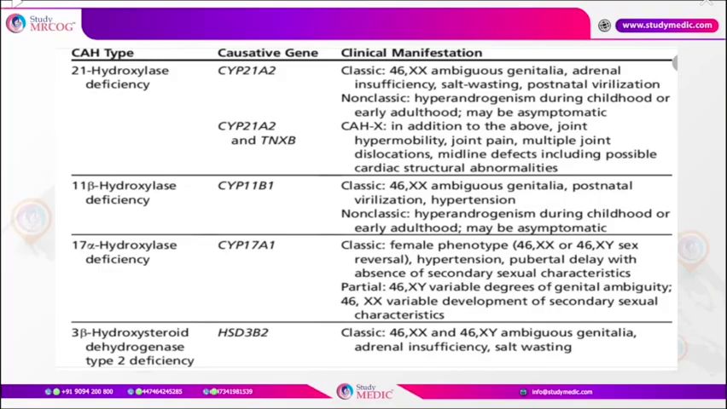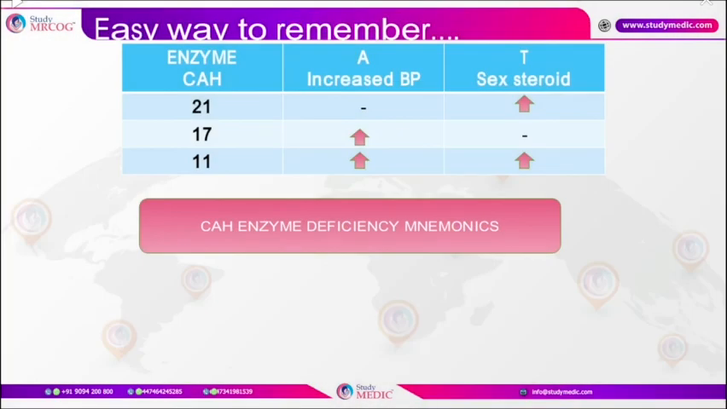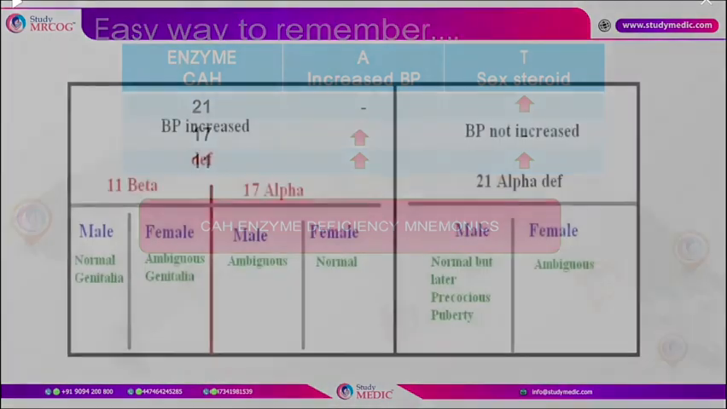So these are just the theoretical types of 21 hydroxylase, 11 beta hydroxylase, 17 alpha hydroxylase and 3 beta steroid dehydrogenase deficiency, how they are clinically manifesting and what the different types are, like the classical and the non-classical. Just go through the slides for the theoretical discussion, but most of the time in the exam these two charts will be helpful for attempting most of the questions.